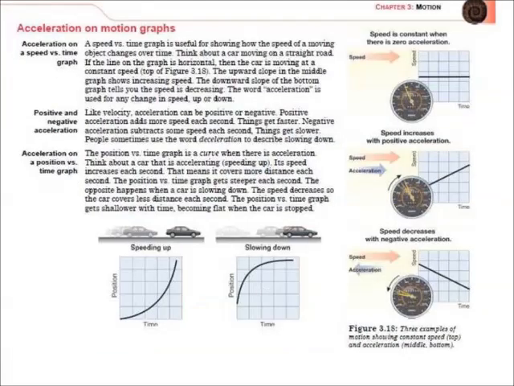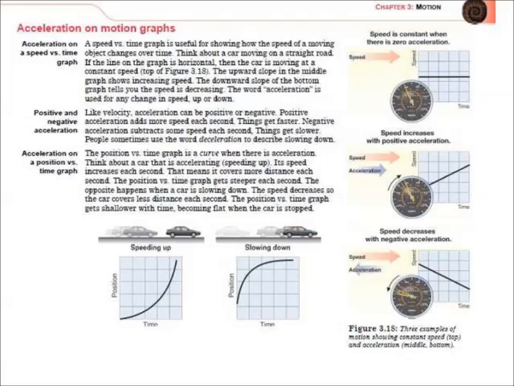A speed versus time graph is useful for showing how the speed of a moving object changes over time. Think about a car moving on a straight line. If the line on the graph is horizontal, then the car is moving at a constant speed, figure 318. The upward slope in the middle graph shows increasing speed. The downward slope in the bottom graph tells you the speed is decreasing. The word acceleration is used for any change in speed, up or down.